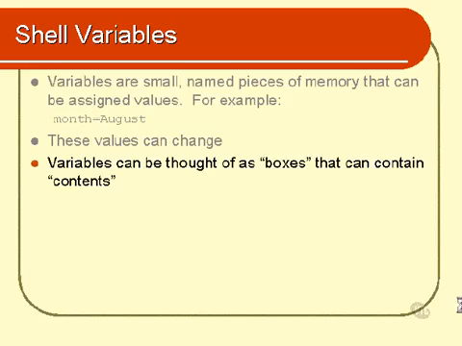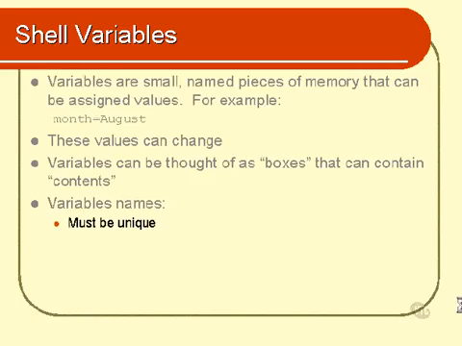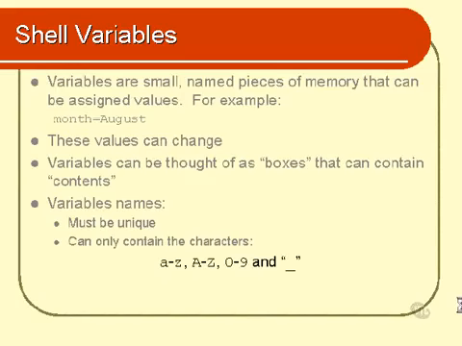Let's now be very particular about the sorts of names that variables can have. Let's look at a list of rules regarding variable names. Firstly, variable names must be unique. That means that no two variables can share the same name. The name of a variable can only be comprised of the following characters: the lowercase letters, the uppercase letters, digits, and the underscore character. No other characters are permitted to be used in the name of a variable.